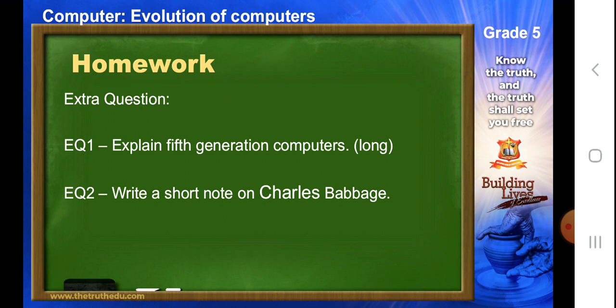So students, this brings us to the end of the revision. I have two homework for you. So we have two questions, which is explain fifth generation of computers. This would be a long answer, so please write at least 3 to 4 points. Whatever you know about fifth generation of computer, you can mention it here. And second question is write a short note on Charles Babbage. So you can talk about Charles Babbage and the inventions which he has done.